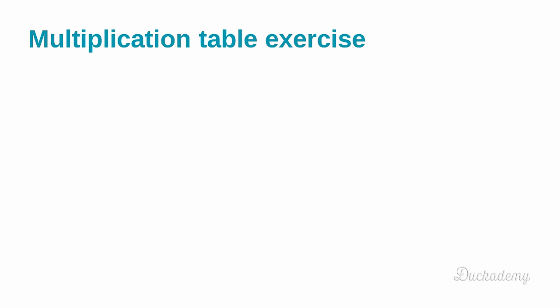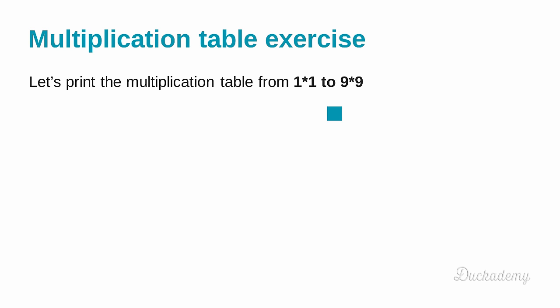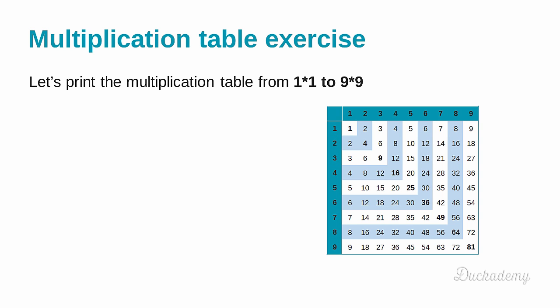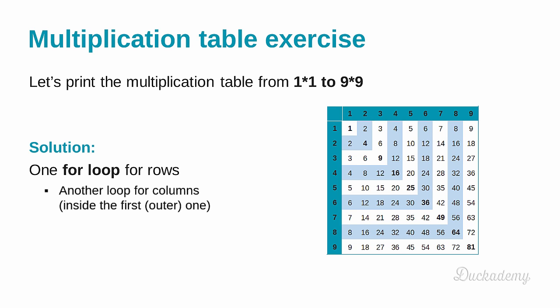So the next exercise will be the multiplication table exercise, where we will print this multiplication table from 1 times 1 to 9 times 9. The solution will be one for loop for the rows and another one for the columns. So we will use two for loops, one inside the other one.